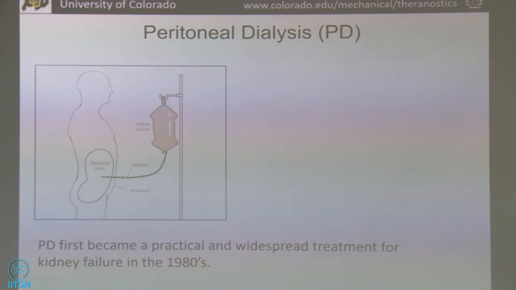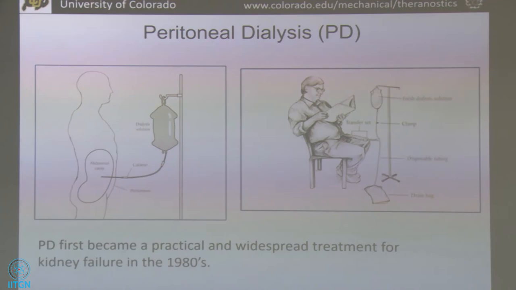The use of the peritoneal cavity is not new. There's actually peritoneal dialysis, which is a method in which dialysate is given to the peritoneal cavity instead of hemodialysis. The idea is that this is a lot easier on the patient. I love this picture because it shows somebody just chilling, reading a book while doing peritoneal dialysis. Basically, there's a catheter that comes in, fresh dialysate comes in, and then the spent dialysate turns out into the green bag.